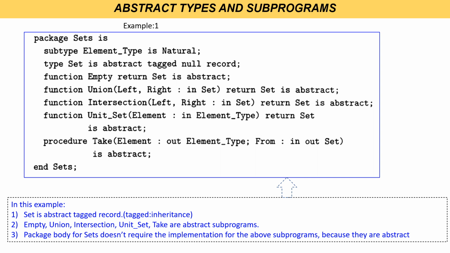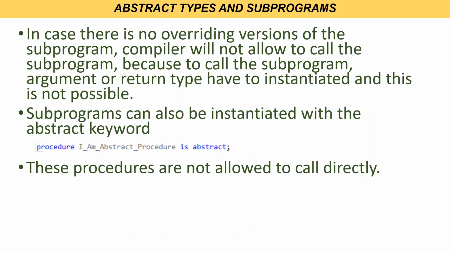In this example you see this Set is an abstract null record, and this Empty, Union, Intersection, and Take are all abstract subprograms. This abstract record, this is a normal record. In case there is no overriding version of the subprogram, the compiler will not allow calling the subprogram, because to call the subprogram the argument or return type has to be instantiated. This is not possible, the first one I explained. A subprogram can also be declared with the abstract keyword. These procedures are not allowed to be called directly.